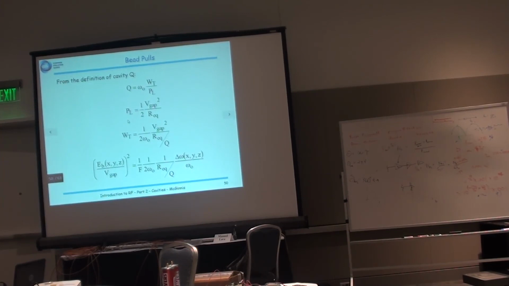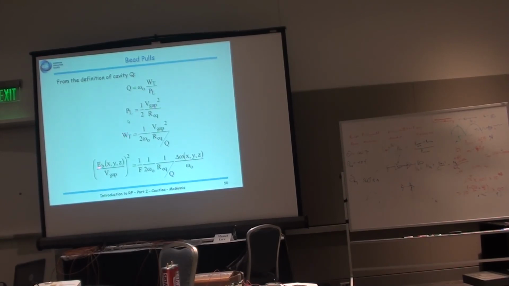But from the definition of cavity Q, Q is just given by the stored energy over omega 0 times the power loss. Power loss is just given by 1/2 V gap squared over the equivalent resistance. You can then substitute in for what W_T is. W_T is 1/2 omega 0 V gap squared R_eq over Q. That's just moving equations around. So using these two things, you have this formula for the total stored energy.